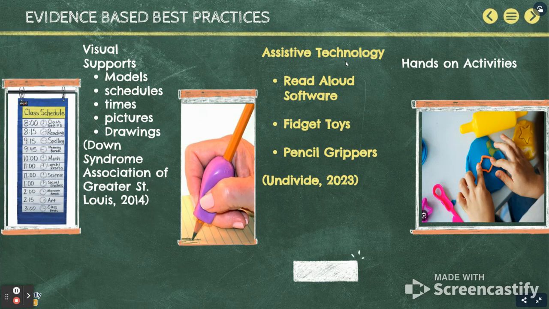And assistive technology also doesn't have to be expensive or fancy. It could be something as small as adding adaptive tools such as a pencil gripper to the student's pencil if they're struggling with writing because of their low muscle tone and their short limbs.